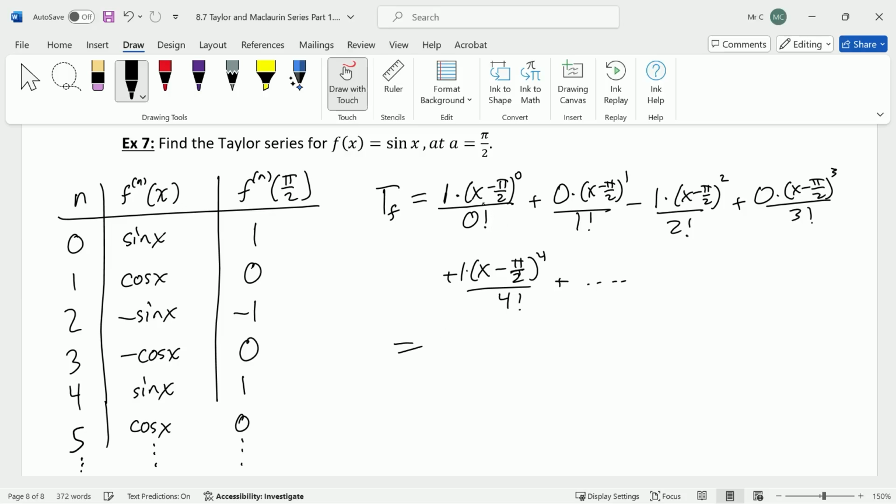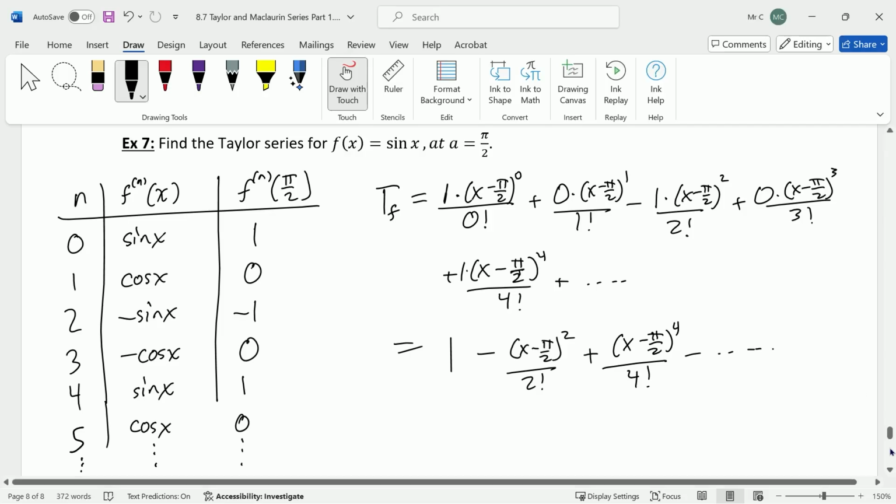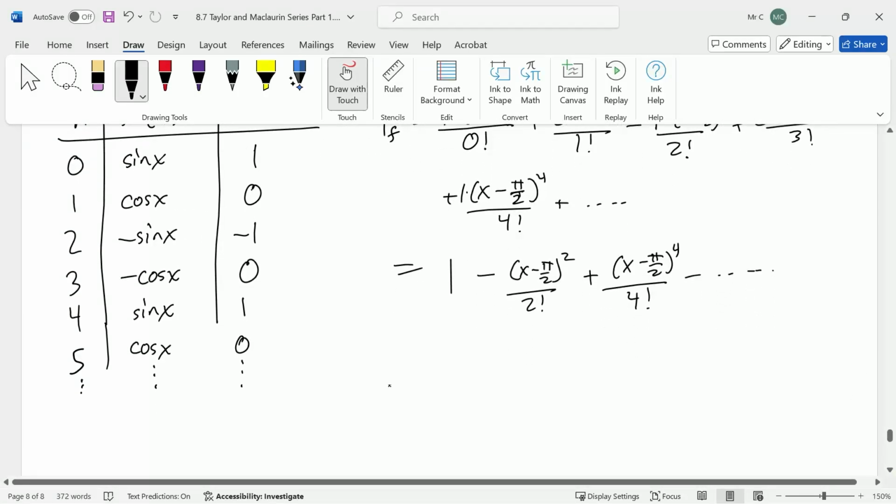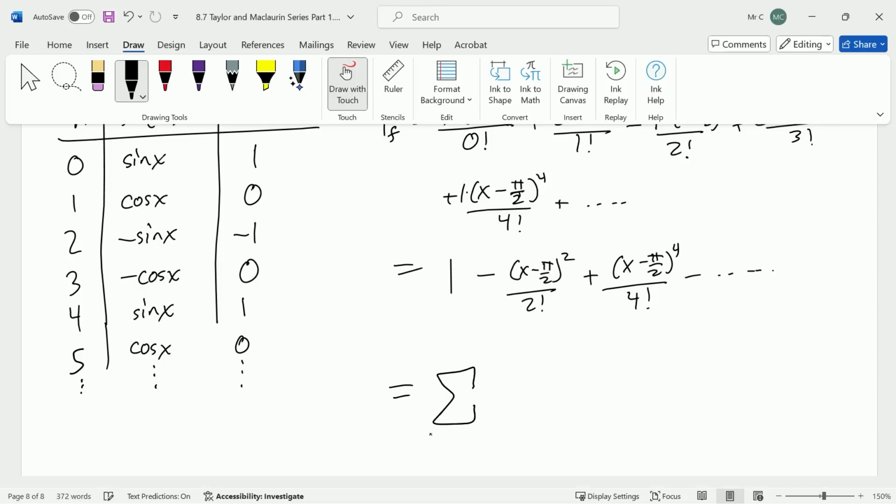So I'll simplify this expression. The first term, the 0th power and 0 factorial are both 1, so 1 times 1 is 1. Second term disappears, and we get minus x minus pi over 2 squared over 2 factorial. Plus, and the next term will be this fourth power term. So that's x minus pi over 2 to the fourth power over 4 factorial. Minus dot dot dot. So now we look for a general formula in the same way that we did before.